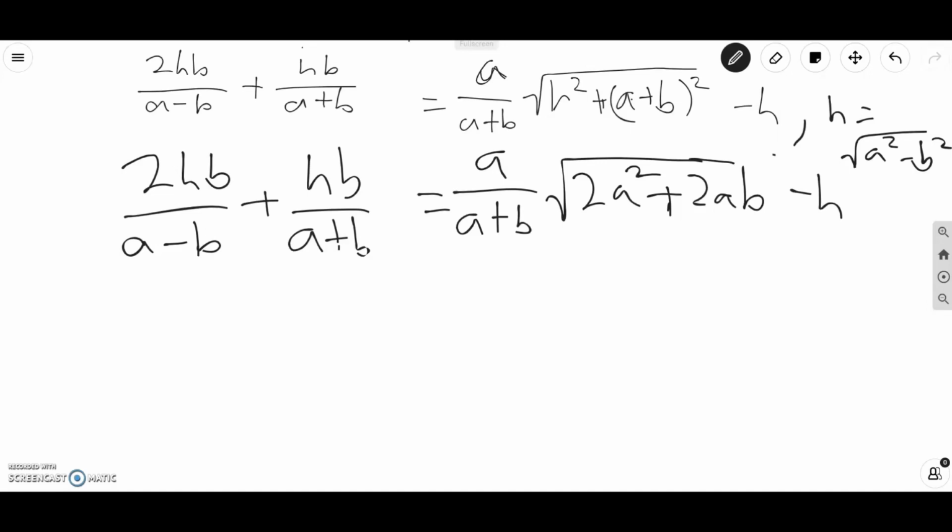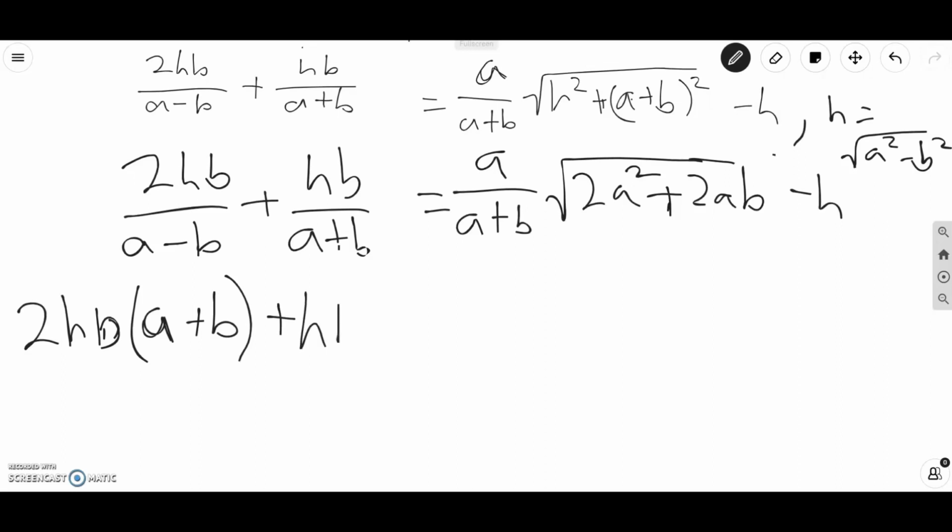And so from here, we should think about what we want to do next. In essence, what we can do is multiply both sides by A minus B times A plus B. And by doing that, we can get rid of all our fractions. So this first term will be 2HB times A plus B.